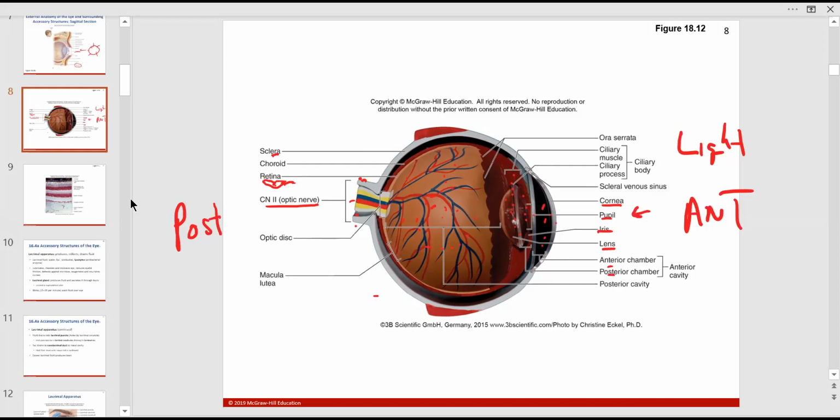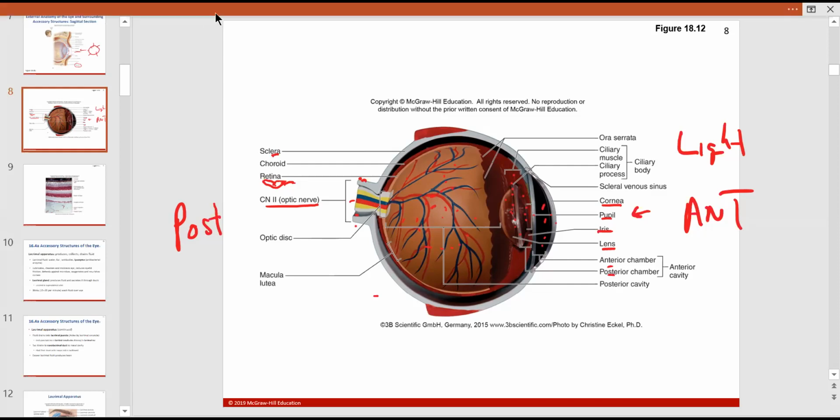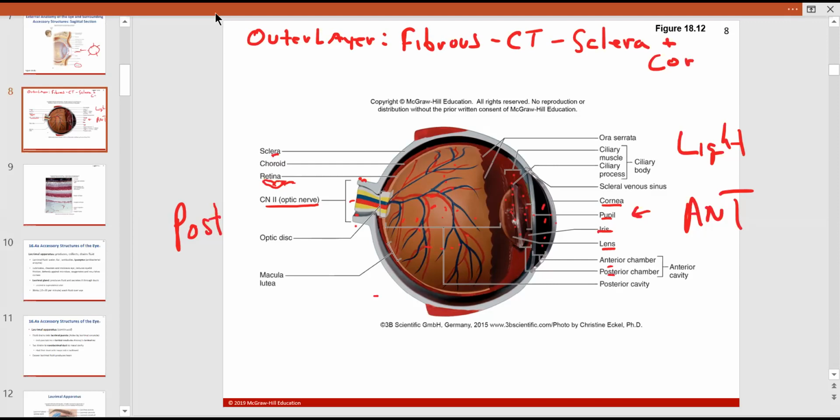So the three layers of the eye, the outer layer is more of a fibrous layer, and that's connective tissue. And that would be your sclera, the white of your eye, and your cornea. Your cornea is clear though.